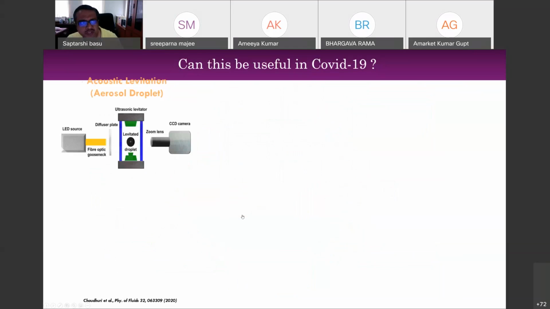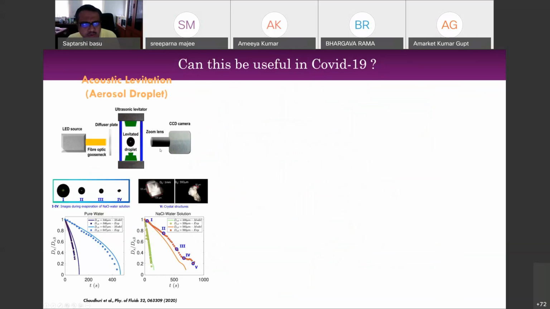Now, can it be useful in COVID? So what happens is that nobody has seen this earlier. So what we did is that we acoustically levitated a respiratory fluid droplet, that is the droplet that comes out of our mouth. We actually watched the drying phenomena of such a droplet till the crystallization phase. So these are crystals. Okay, we matched it with our 1D model.